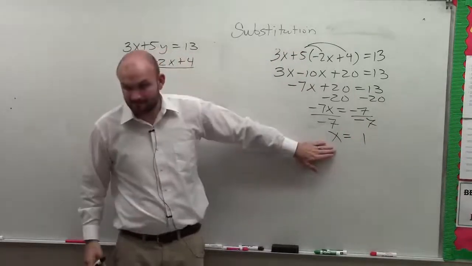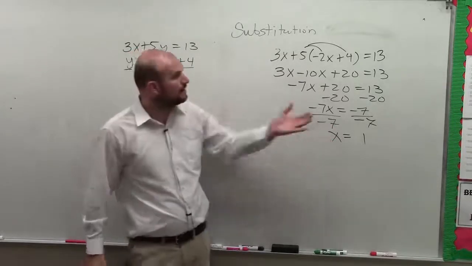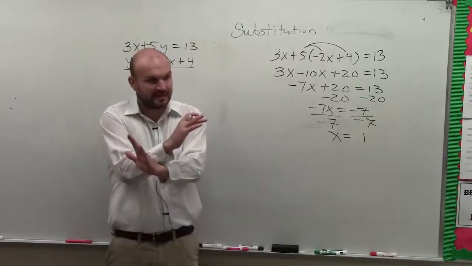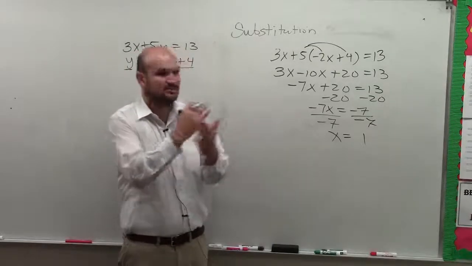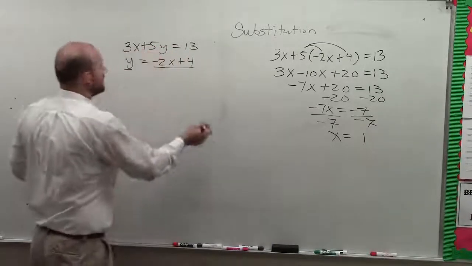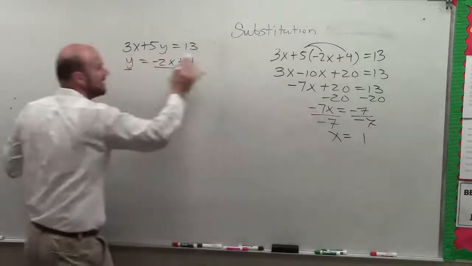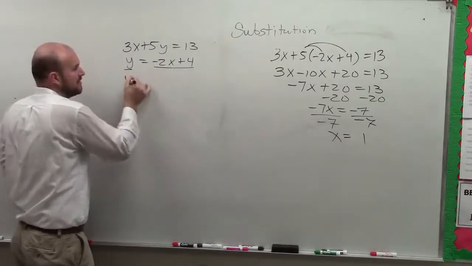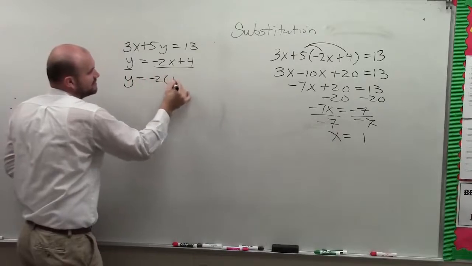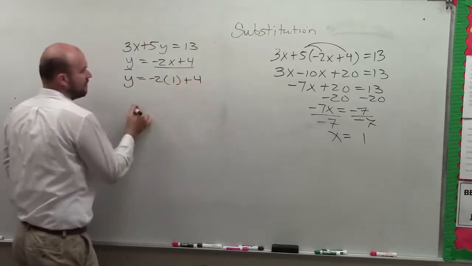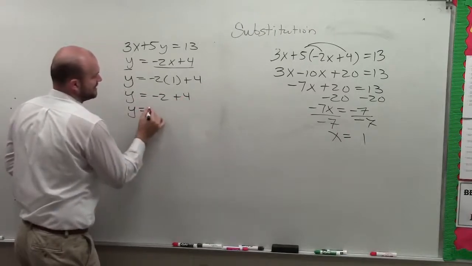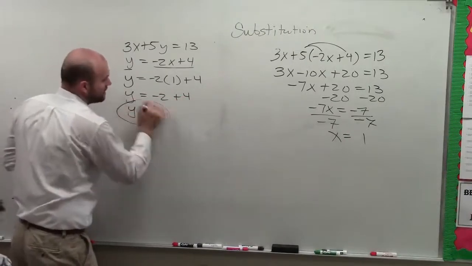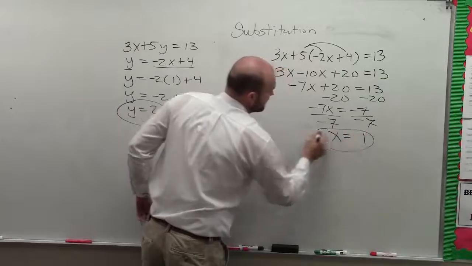So does everybody see that? Now I know the value of x. But again, remember when we did the intersection? We had an x and y coordinate where they intersected, right? So now I'm going to take my value of x and plug it in for x. So I have y equals -2 times 1 plus 4. So y equals -2 plus 4. y is equal to 2. So now I know the value of y, and I know the value of x.